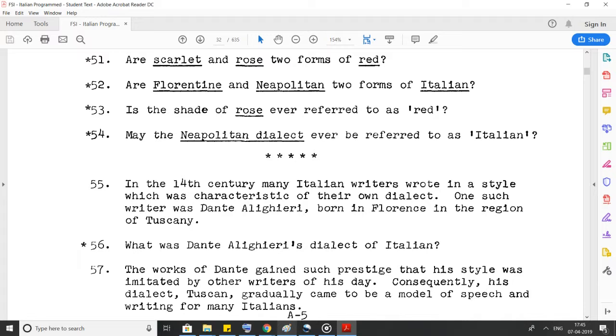own dialect. One such writer was Dante Alighieri, born in Florence in the region of Tuscany. Frame 56. What was Dante Alighieri's dialect of Italian? The answer is Florentine or Tuscan. The works of Dante gained such prestige that his style was imitated by other writers of his day. Consequently, his dialect, Tuscan, gradually came to be a model of speech and writing for many Italians.